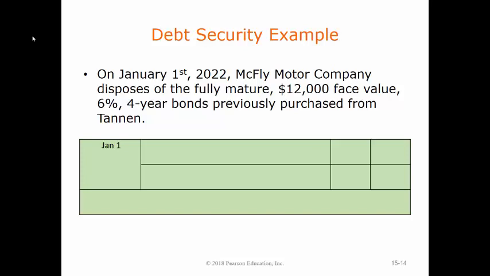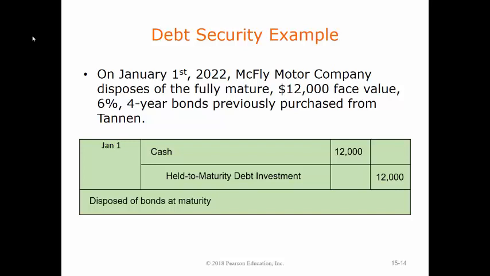Well, we need to take it off the books because Tannen is repaying McFly the $12,000 that they essentially let them borrow when they issued the bond 4 years ago, which means McFly, whose company we are accounting for right now, is receiving the cash. So we need to increase their cash account by $12,000, and those bonds which they held in Tannen are now mature, and therefore they're not worth anything. They're no longer an asset. So we need to credit held to maturity debt investment for that same $12,000 in the journal entry to record the disposition of these bonds at their maturity.